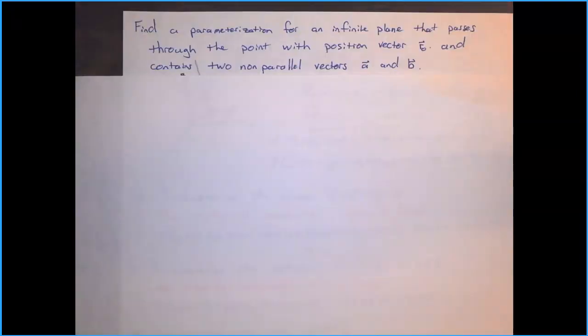Let's look at some examples of coming up with parameterizations. So find a parameterization for an infinite plane that passes through a point with position vector r0 and contains two non-parallel vectors a and b. Just to remind you, a position vector is a vector whose components are equal to the point in space that it is pointing to. So the components of the position vector are equal to the coordinates of the point. So it's just a vector starting from the origin pointing to a point.